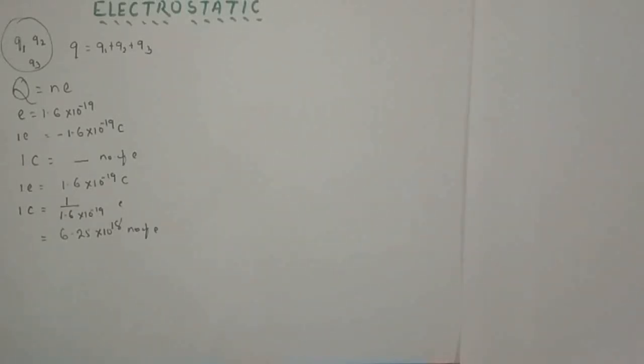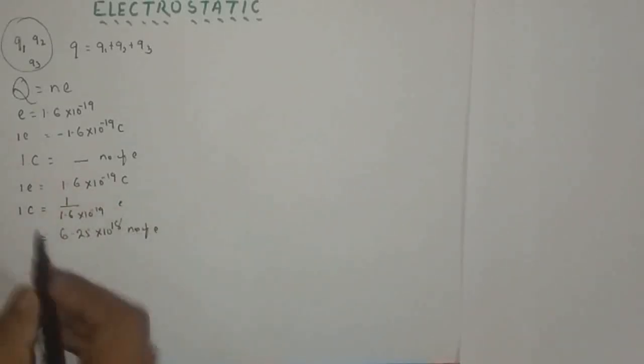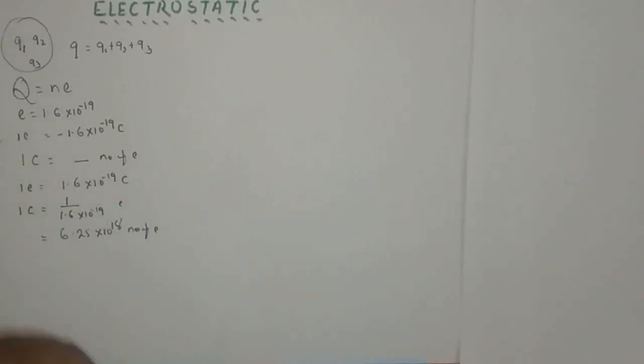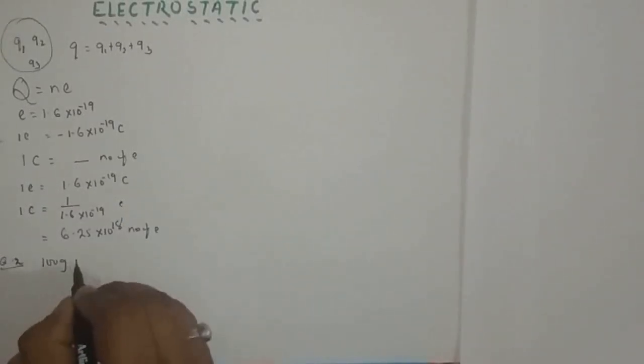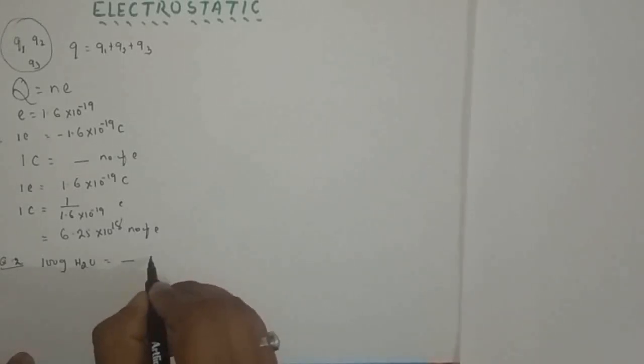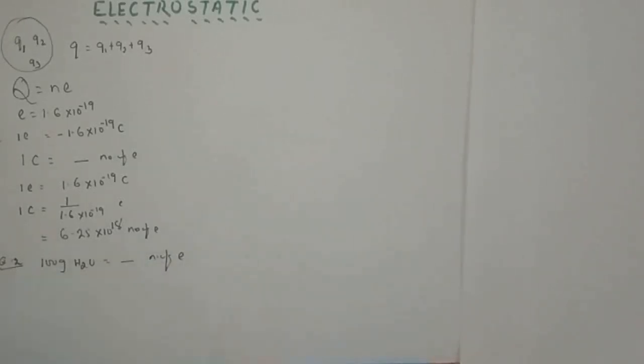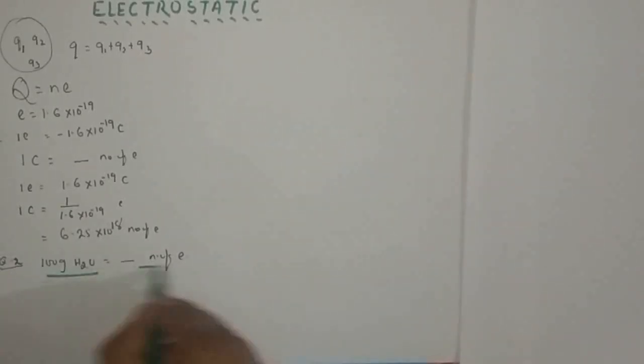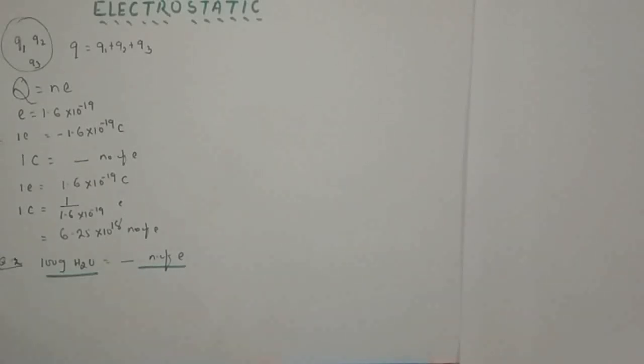Now, based on this, lots of questions can be asked. This is one of the questions, number 1. Question number 2 can be asked. For example, I am asking you, suppose 100 gram of water contains how many electrons? My question is, 100 gram of H2O has how many electrons? How to solve these things? First, let us think about it.